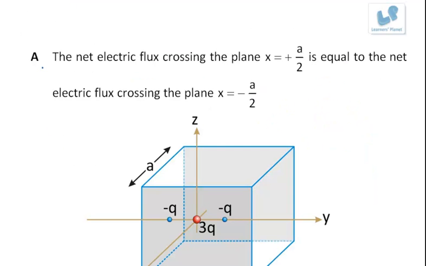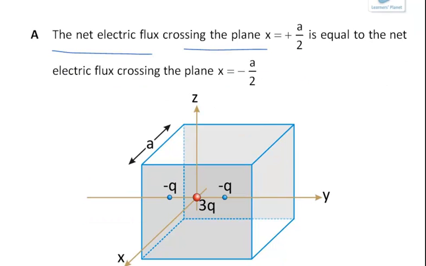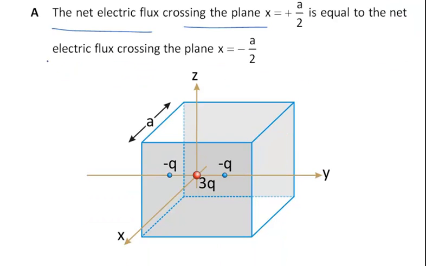Now let us see what the first statement says. The net electric flux crossing the plane x equal to plus a by 2 is equal to the net electric flux crossing the plane x equal to minus a by 2. The total charge enclosed is 3q minus q minus q, which gives you q. So the total charge enclosed in this cubical space is q, and the total flux emerging out of this cubical surface is q by epsilon naught.